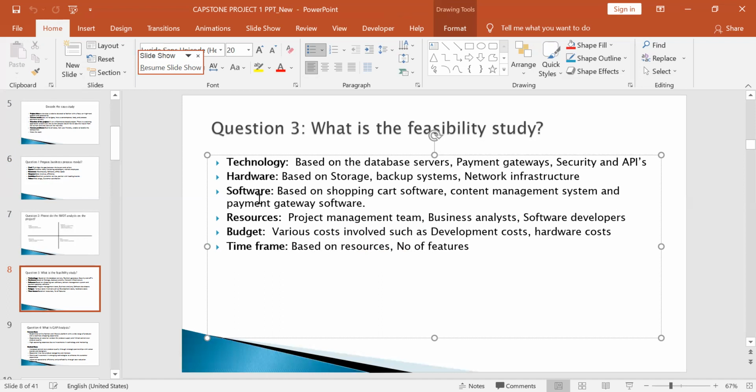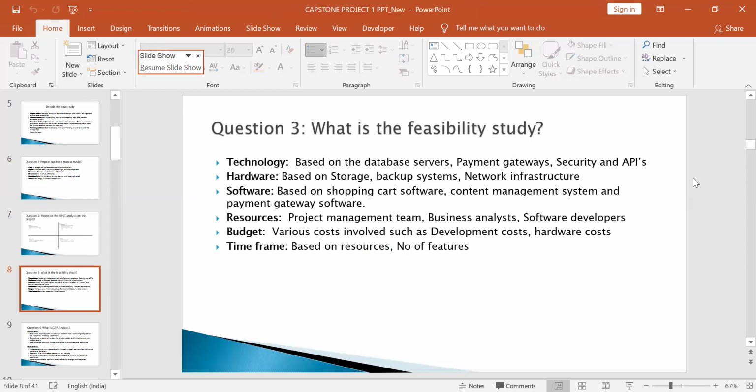And next, resources, like budget, based on how much budget, like 18 months we have a budget, right, 1 crore, and the time frame based on the resources. See, based on the project, you have to frame the time for this. Okay, you have to give the feasibility study. You have to calculate the feasibility study.